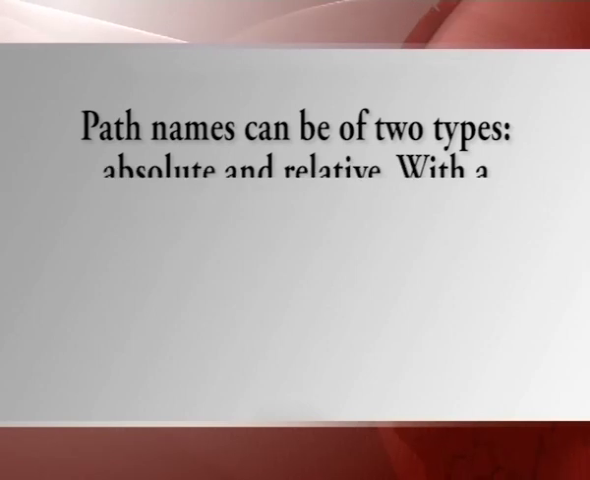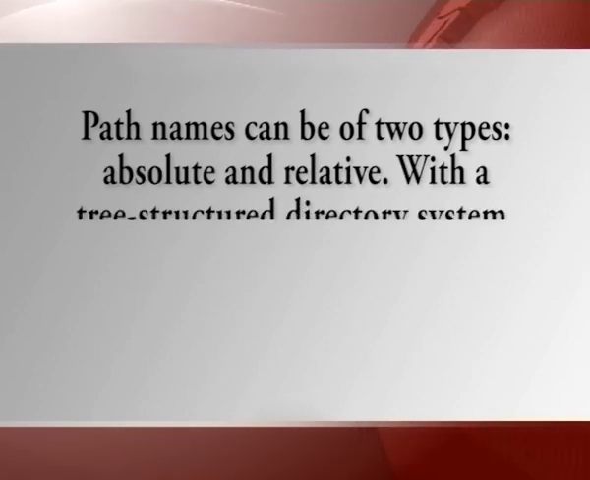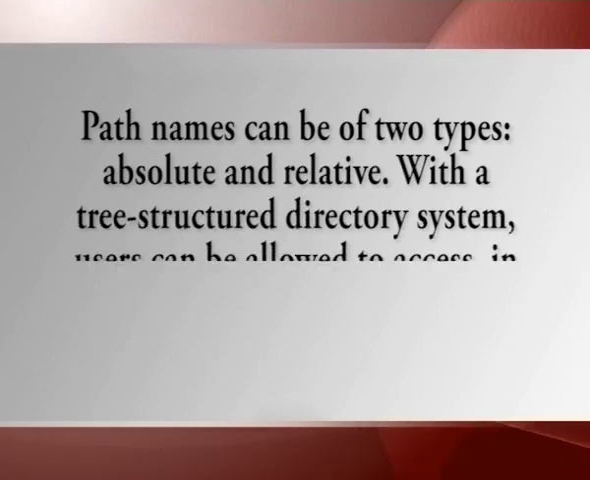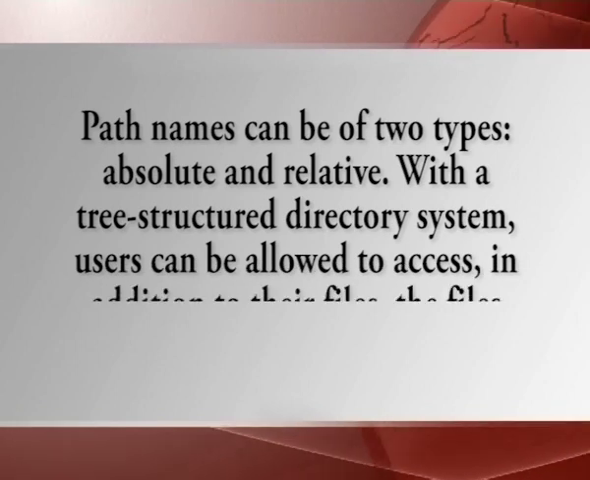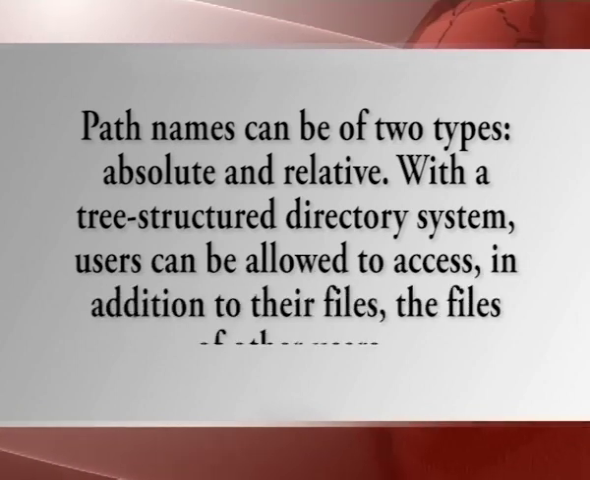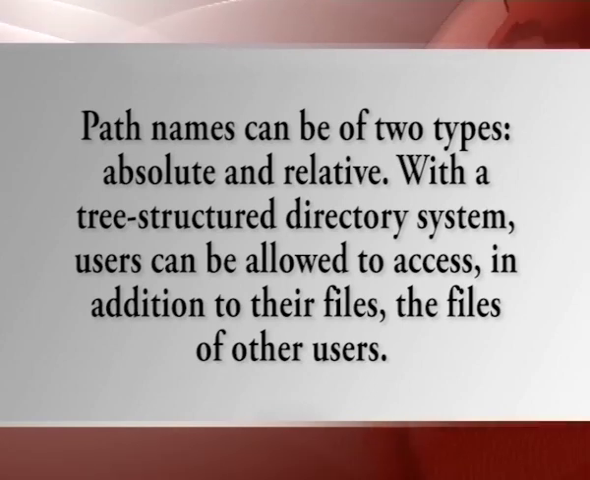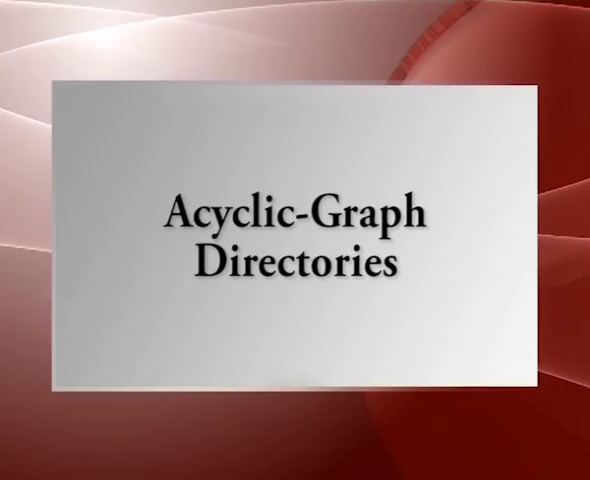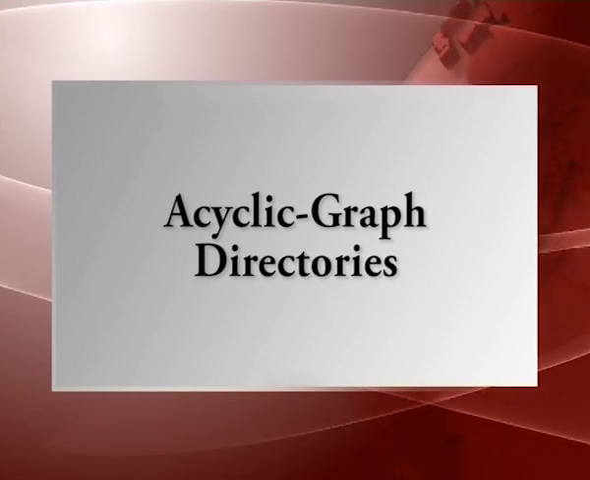Path names can be of two types, absolute and relative. With a tree structured directory system, users can be allowed to access, in addition to their files, the files of other users. Next, we have acyclic graph directories.